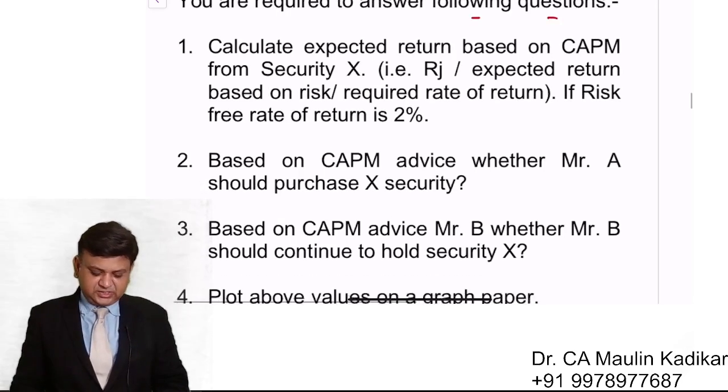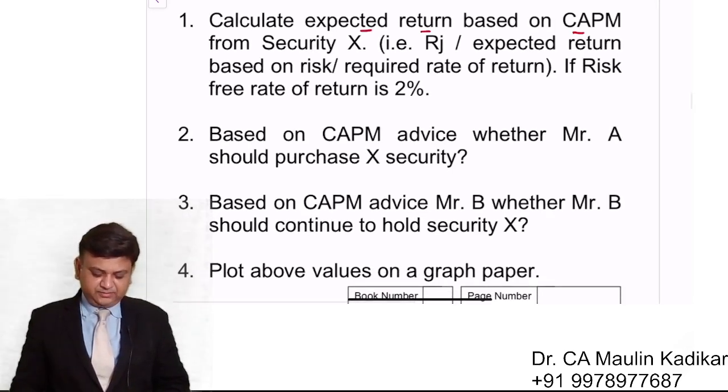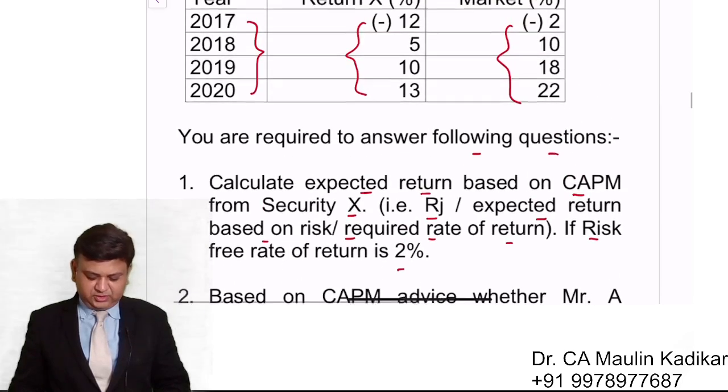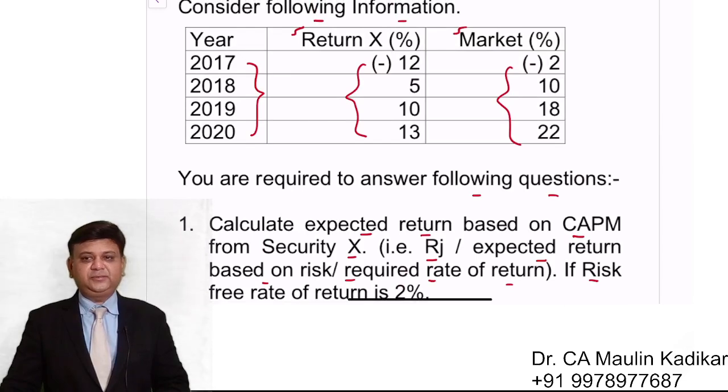The first question is, calculate the expected return based on CAPM for security X. It is given a name as RJ, expected return on risk, or required rate of return, if the risk-free rate of return is 2%. I request you to go through the question, please.